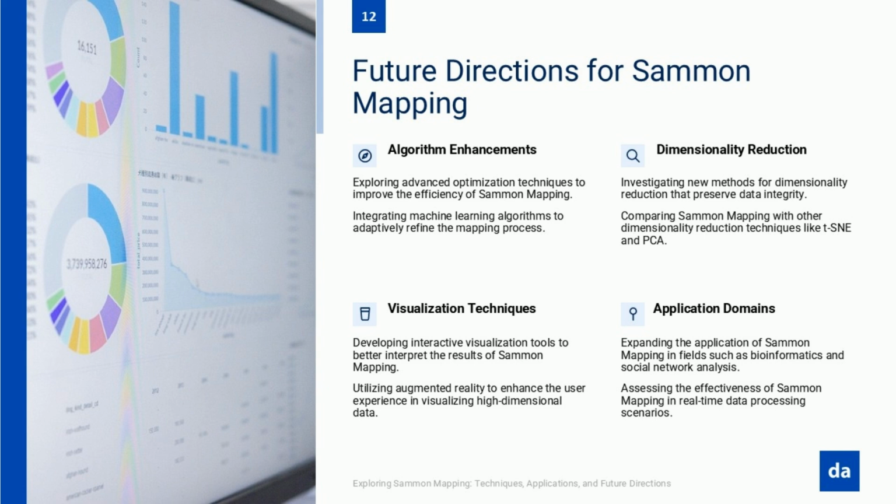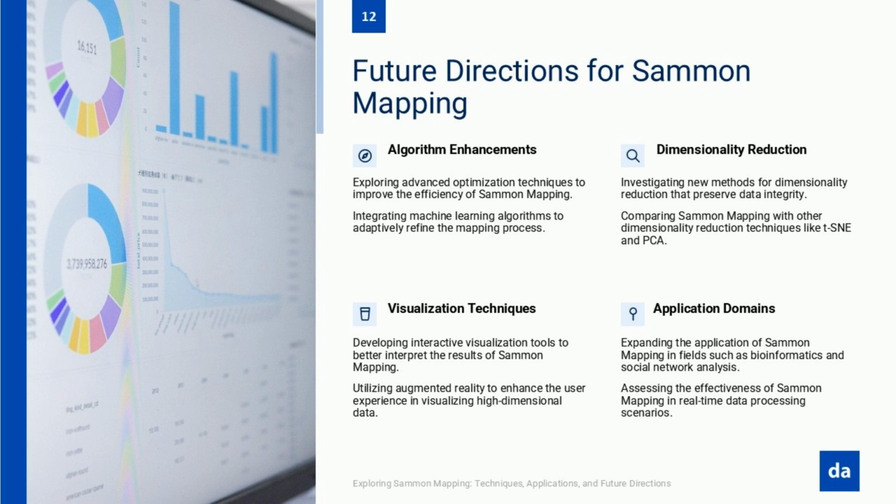Another critical area of improvement is automated parameter selection. One of the biggest bottlenecks of Sammon mapping is its reliance on manually tuned hyperparameters. Implementing self-adjusting mechanisms that dynamically optimize parameters based on dataset characteristics could make the technique more user-friendly and broadly applicable. Finally, as the need for interpretability in AI grows, efforts to improve visualization techniques associated with Sammon mapping are underway. Interactive visualization tools that allow users to explore mappings dynamically could make the technique more accessible to non-experts in machine learning.